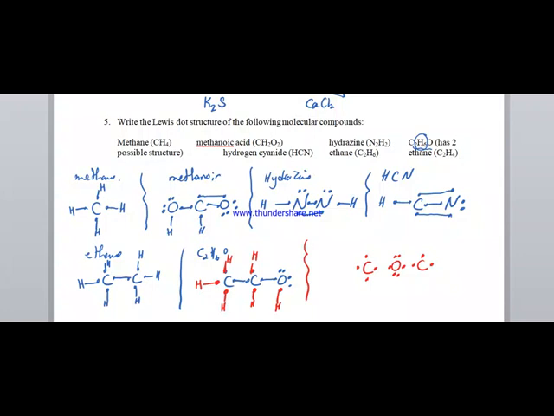We make sharing between oxygen and carbon by single dot electrons. If we count the remaining single dot electrons here, we have 1, 2, 3, 4, 5, 6. So these are electrons that are shared with hydrogen atoms: 1, 2, 3, 4, 5, and 6. These are the 2 possible Lewis structures of C2H6O. Thank you.